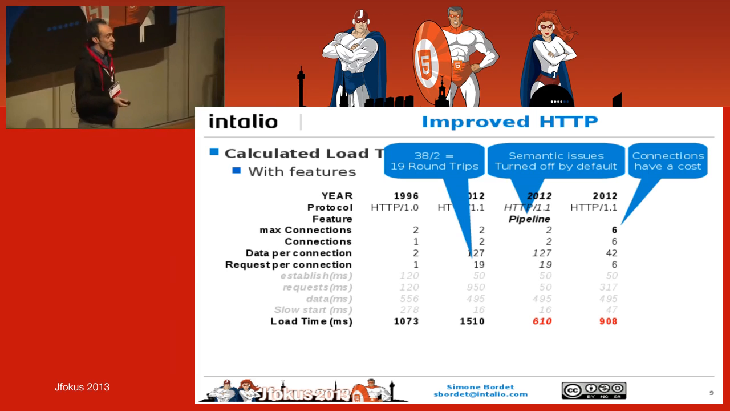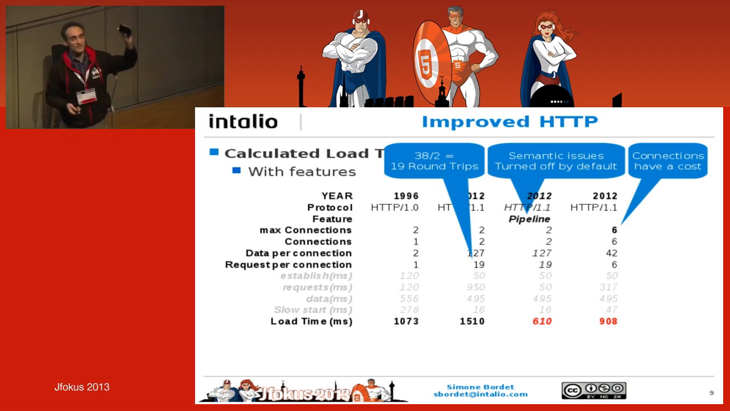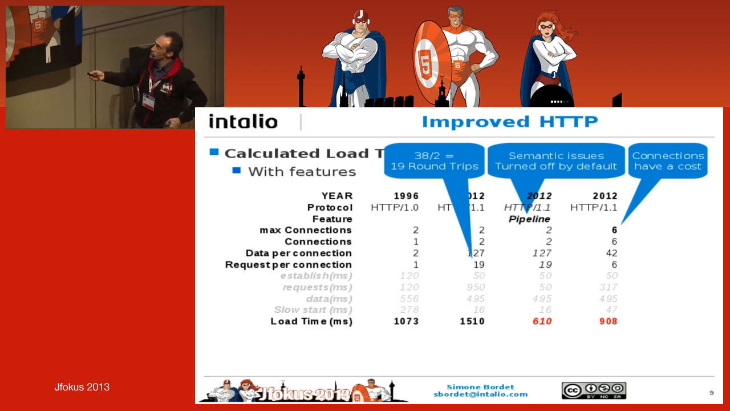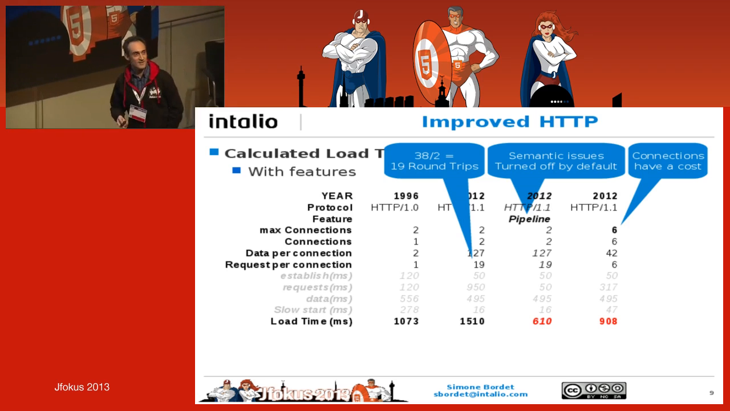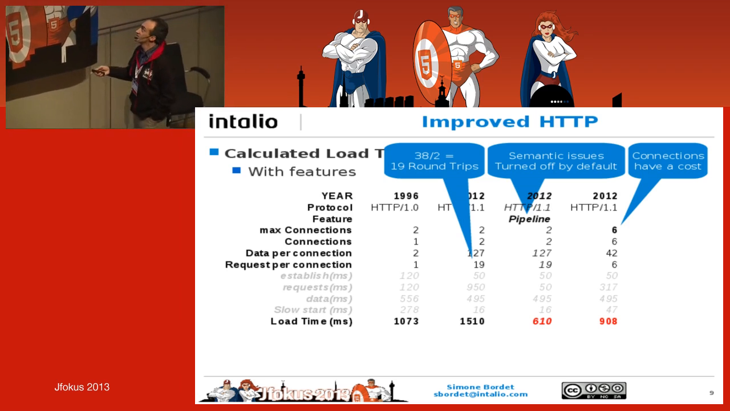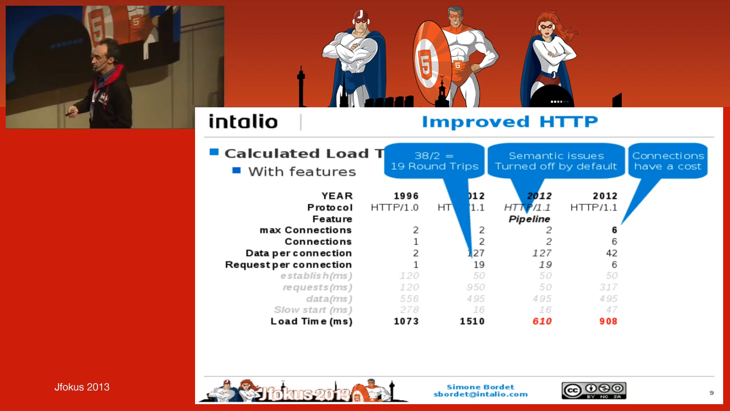So what happens? 15 years have passed. Now we have 4 core processors on telephones, but still our page load time is basically the same. Who's to blame here? I guess the protocol, right? So what's the problem with 6 connections?